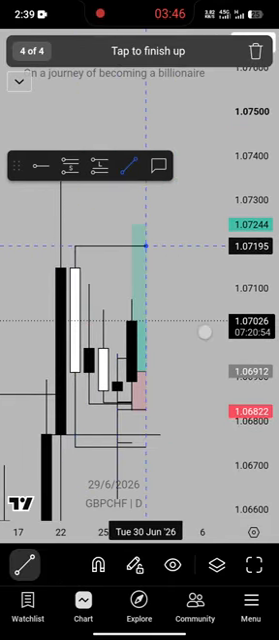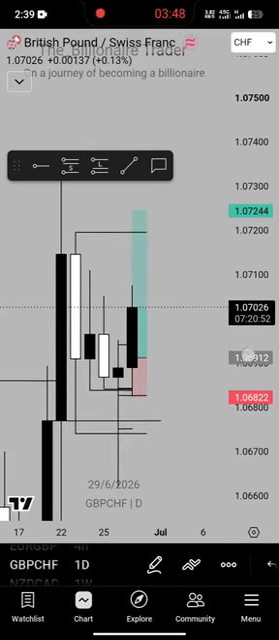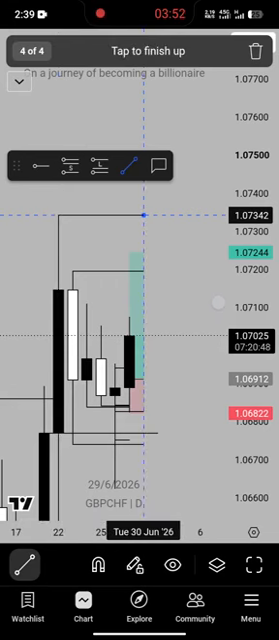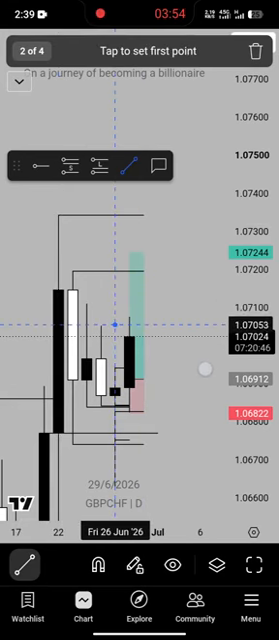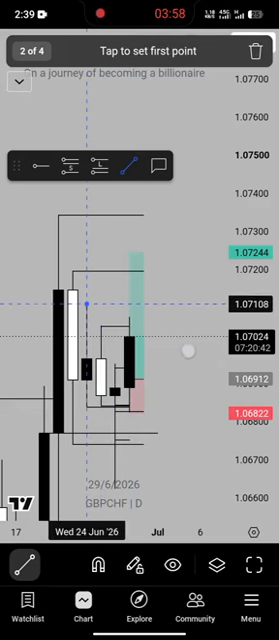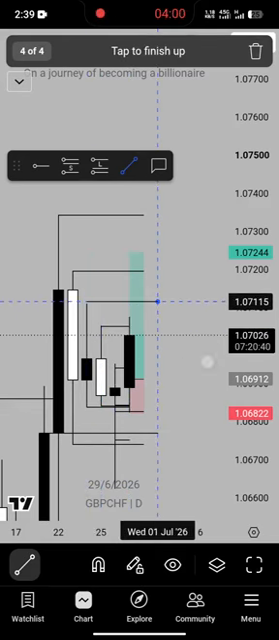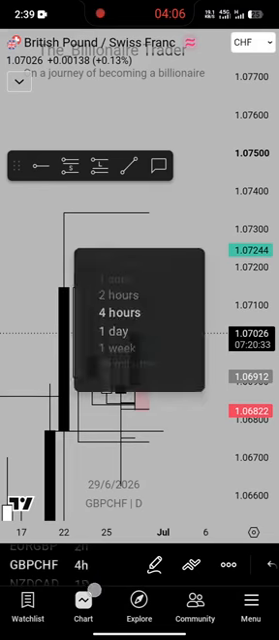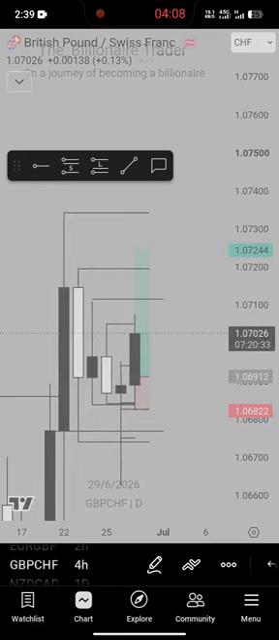Our final target is this high, but the first target we had was this liquidity, and this one has been met. The next one is this area. All these highs are liquidity because we've swept their lows, so their highs are the liquidity we have to target next. So let's go to the 4 hour time frame to see what kind of confirmation we have.